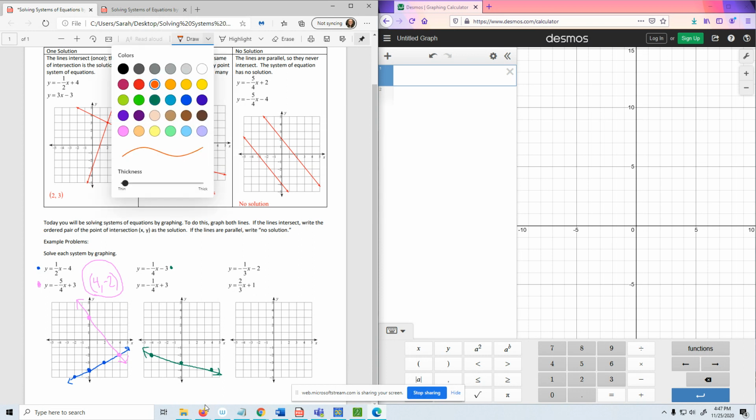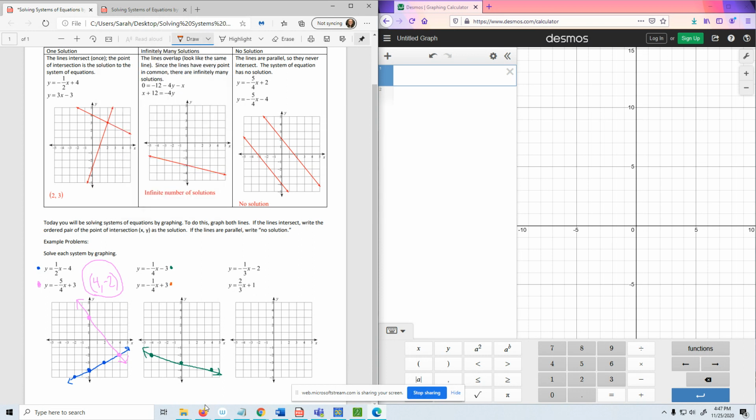Now let's do the other line. I'm going to use orange for this one. +3 is my y-intercept, so +3 on the y-axis. Slope is -1/4, so down 1, right 4, or up 1, left 4. Once I have made as many points as will fit, I connect.